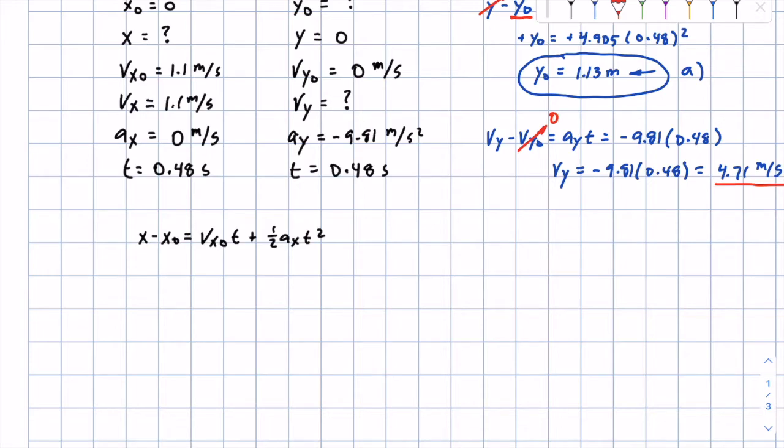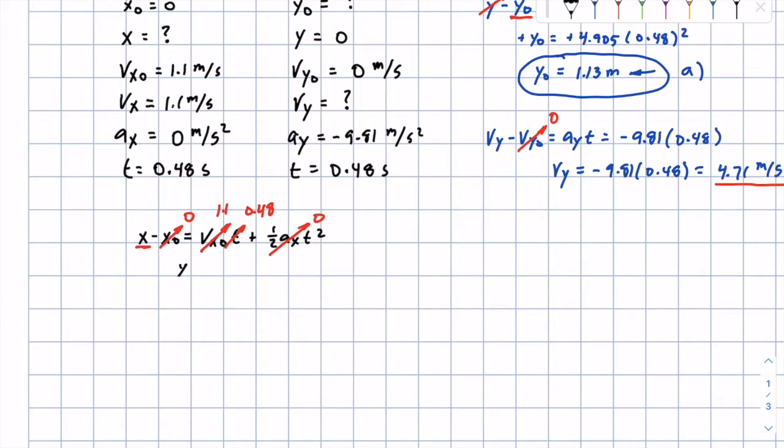We know the initial x, we called that 0. We don't know the final distance. We're going to be solving for that. We know the initial velocity is 1.1, and we know that the time is 0.48, and we know that acceleration is 0, so that's going to zero out that whole term, right? We said ignore air resistance. So here, that's where the 0 acceleration comes into play, and that should be meters per second squared. Oops.